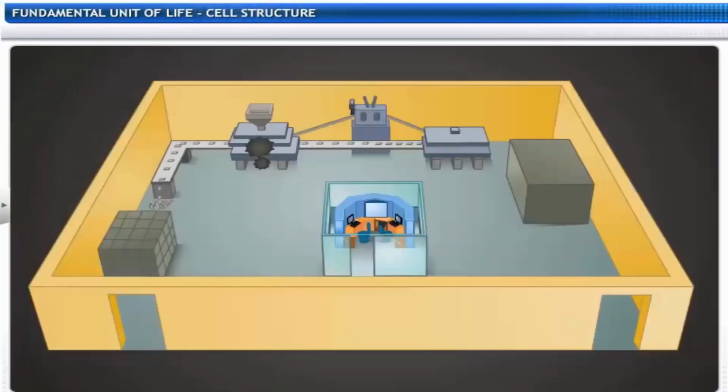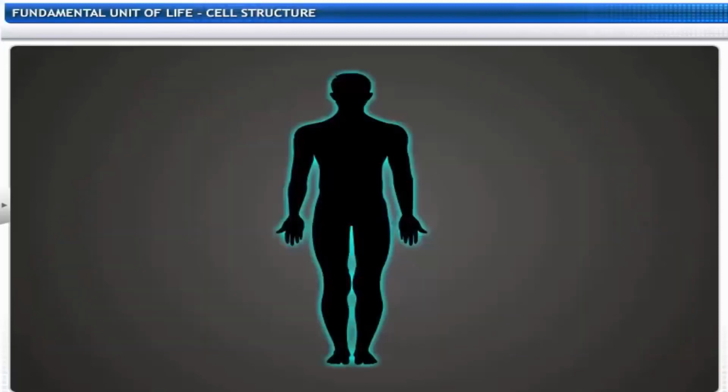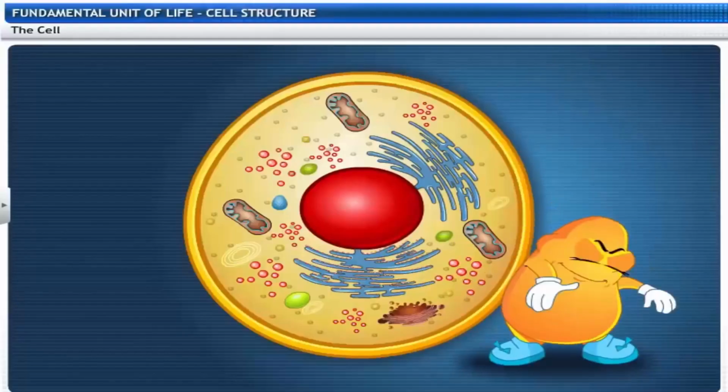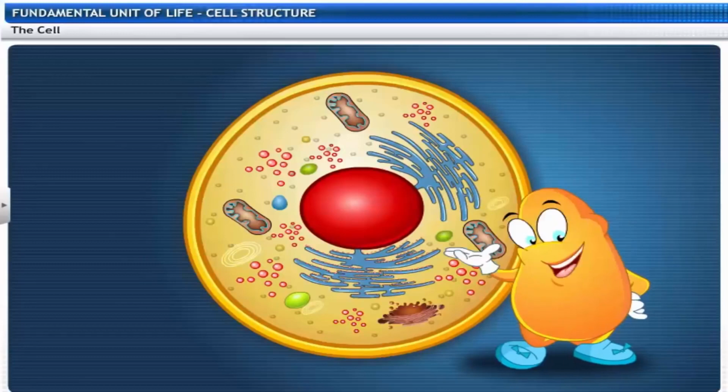Did you know that just like this factory, there are tiny factories in our bodies as well? Now, sit back and take a trip of the factory running in our bodies. By the end of this lesson, you will be able to identify the parts of a cell, identify different cell organelles, and differentiate between plant and animal cells. Hi, I'll be your guide through the rest of the tour.